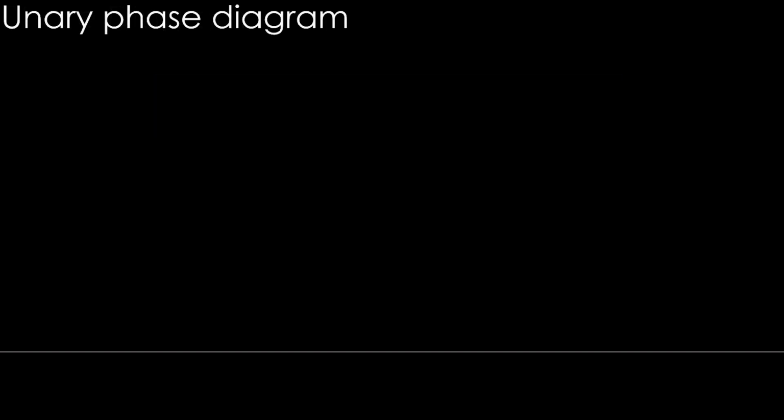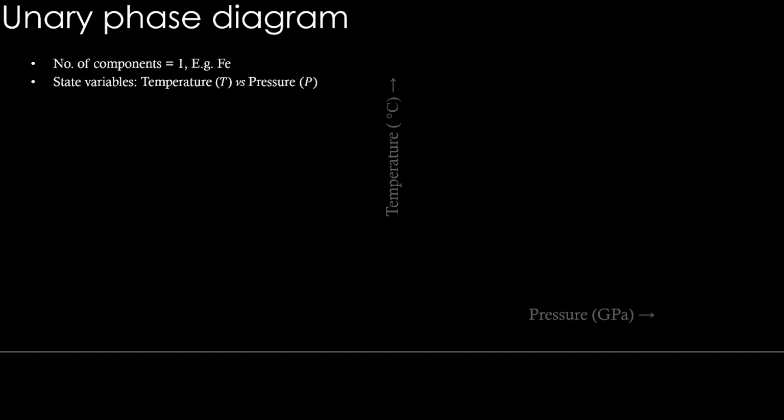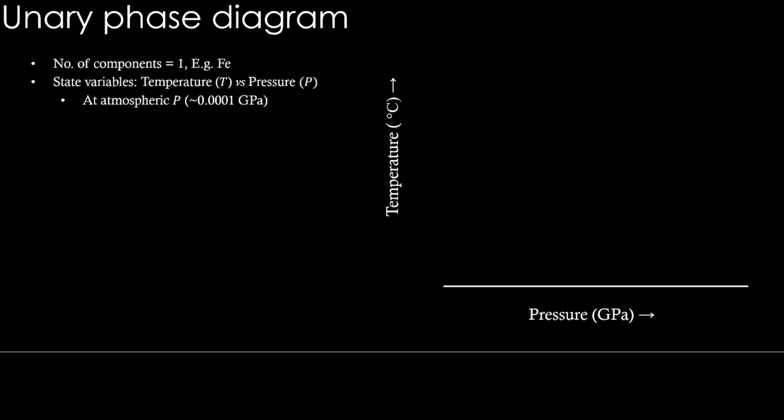So let's consider a unary phase diagram. Number of components is 1. For example, we will consider pure iron. So state variables are going to be temperature versus pressure. So this is the diagram that we are going to have. So let us consider the pressure, which is atmospheric pressure. Since it is in gigapascals on the x-axis here, atmospheric pressure in gigapascals is almost equal to 0.0001. Okay, so this is the x-axis, the pressure almost near zero is indicated here.